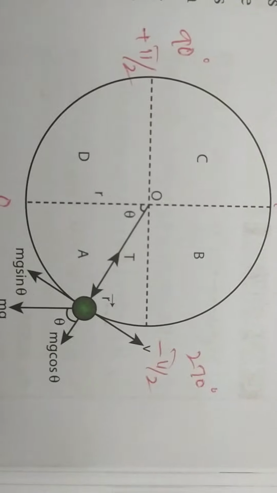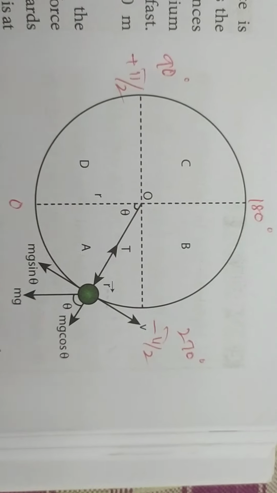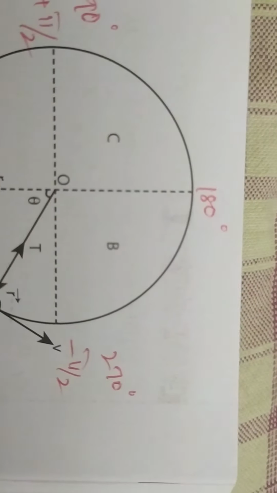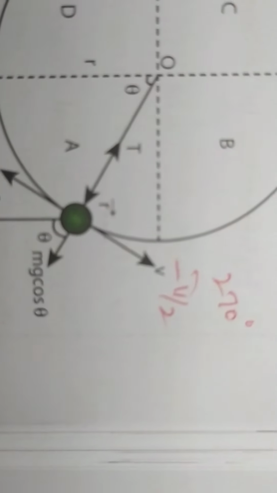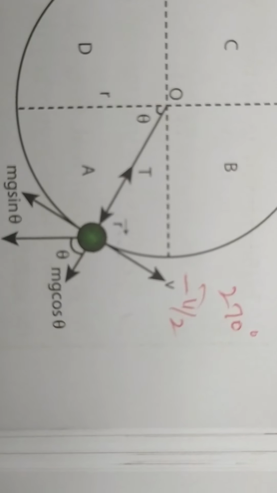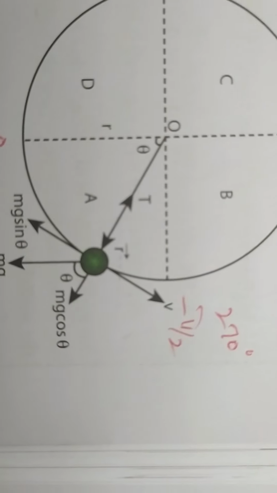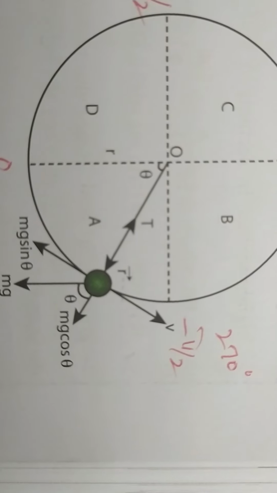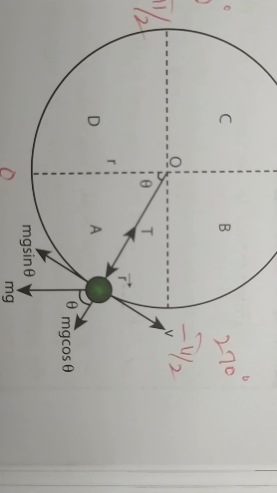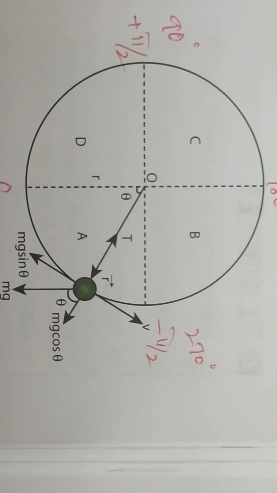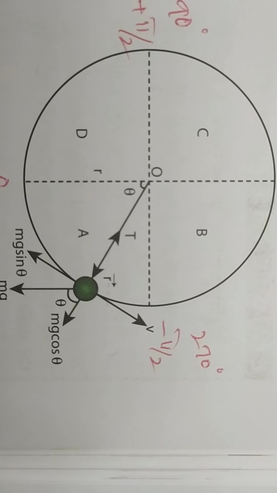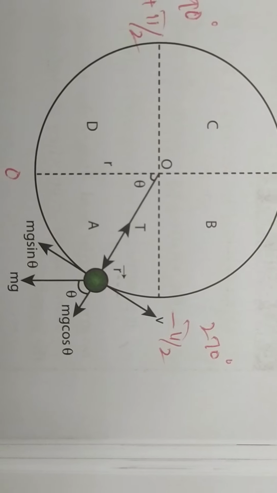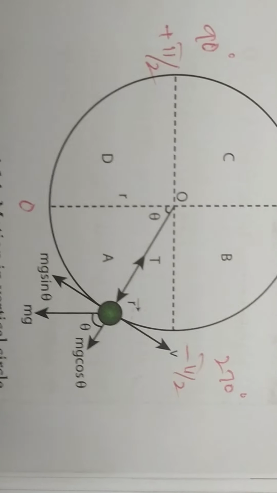When you see the angles here, mark these angles in your book and read, then only you can understand. This is 0 degree, this is plus pi by 2, there is 180 degree, and this is 270 degree, or you can write it as minus pi by 2. So there are four compartments A, B, C, D, and we shall see in each compartment what the velocity and tension are. Surely when the body is moving in the vertical circle, the velocity and tension are not uniform, they are going to change, that we shall see now.